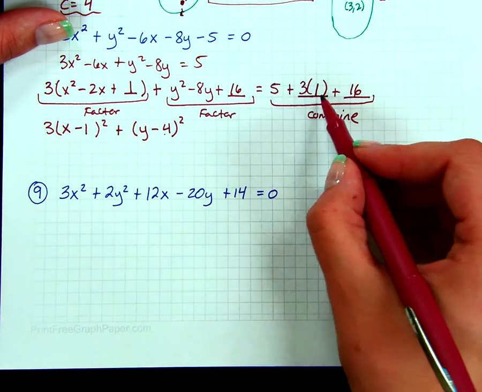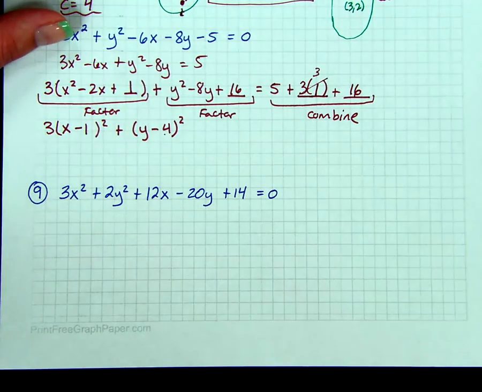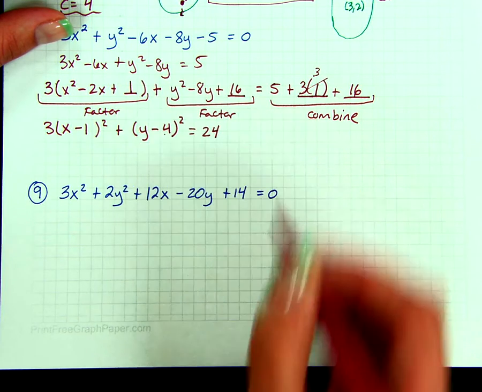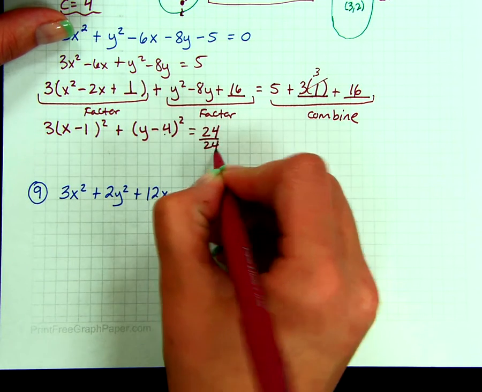Okay. So now if we simplify, 3 times 1 is just 3. So we are combining those together. So 5 plus 3 is going to give us 8. And then if we add 16 to that, we will end up with 24. Okay. So our next step then is to divide everything by 24.